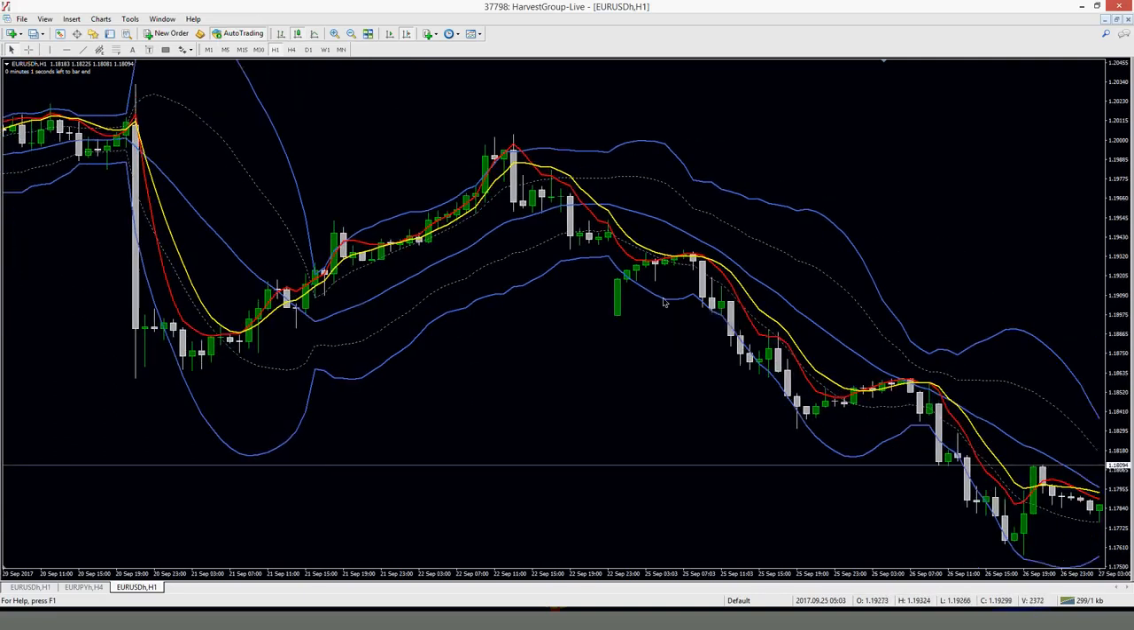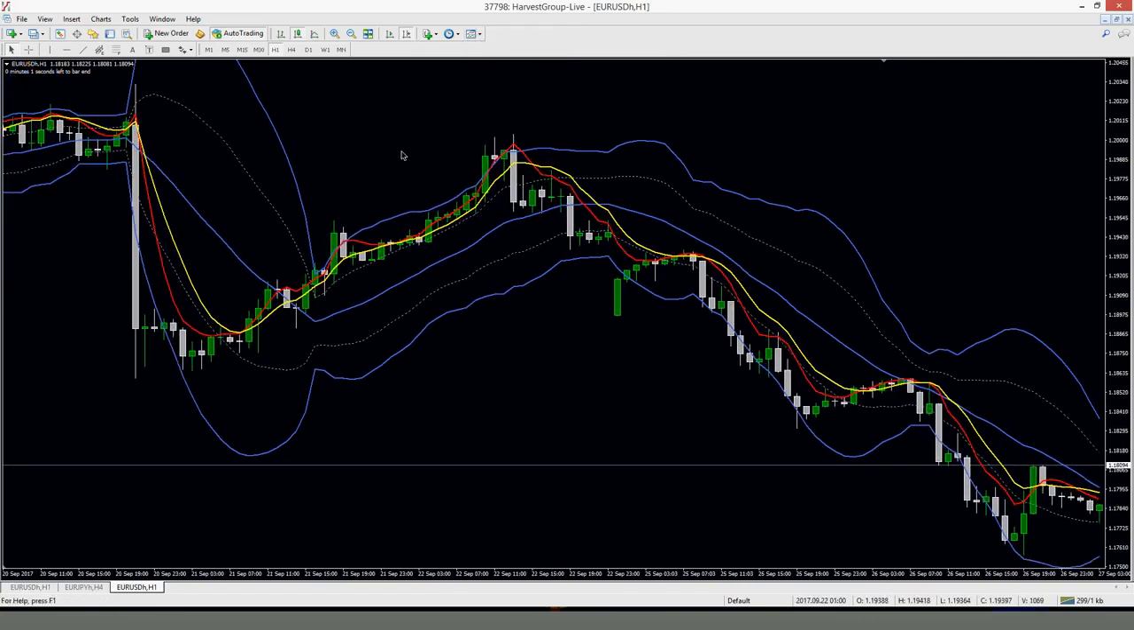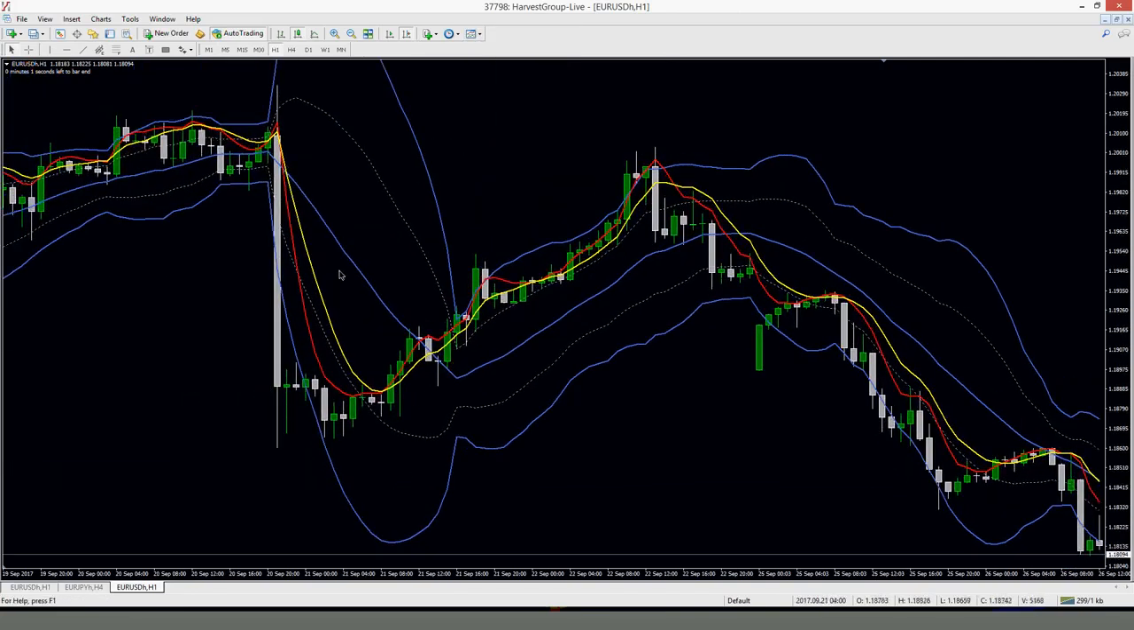So we really need to train our eyes to see all of these small details, so that we will have much better decision making, and our analysis is much better. So apart from giving a much better reentry, it also gives us another point, which is the MA crossovers.